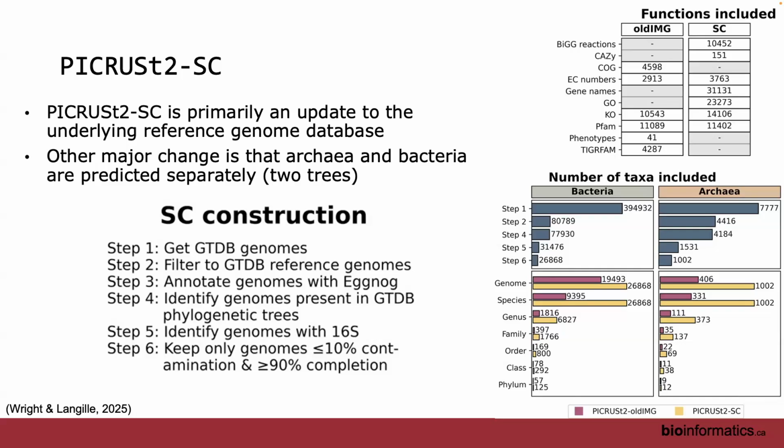So that's why it's still called just PyCrust2. It's not like PyCrust3 because the underlying mechanisms don't change any. The biggest difference is the reference genome database was updated. And then the one other technical change is that we used to do the placement of those ASVs into one tree. But because we're using the GTDB, the Genome Taxonomy Database, for its genomes, they have two trees.